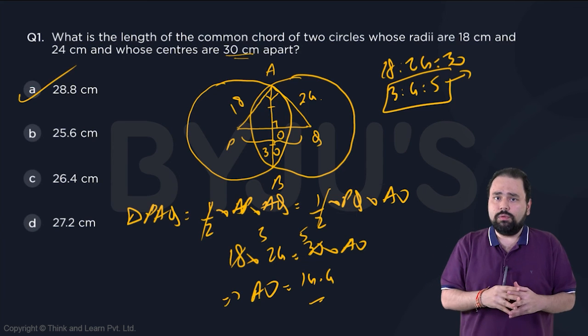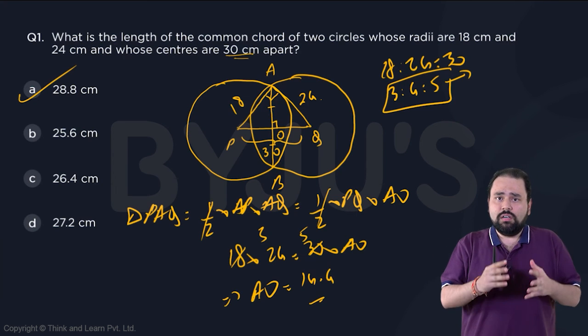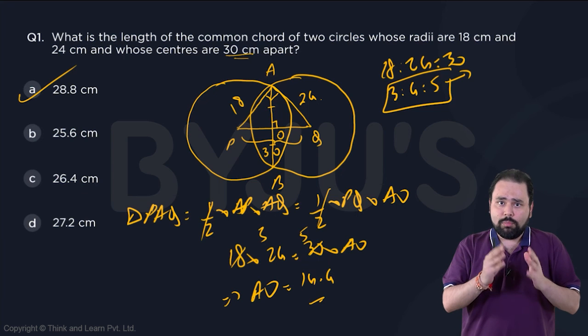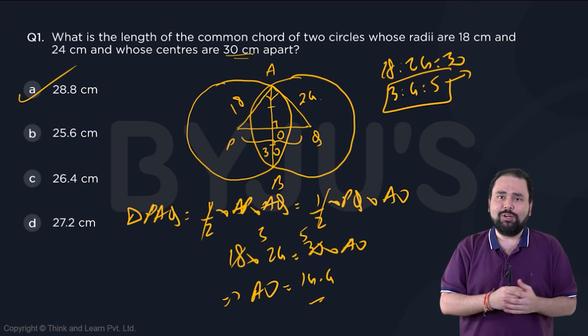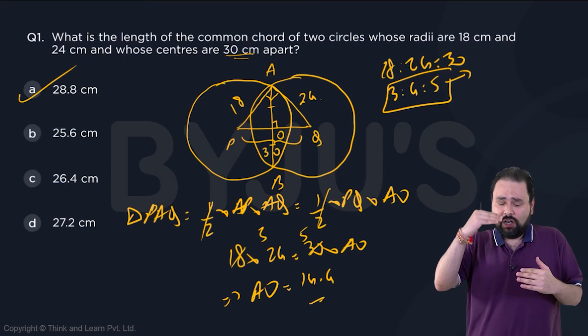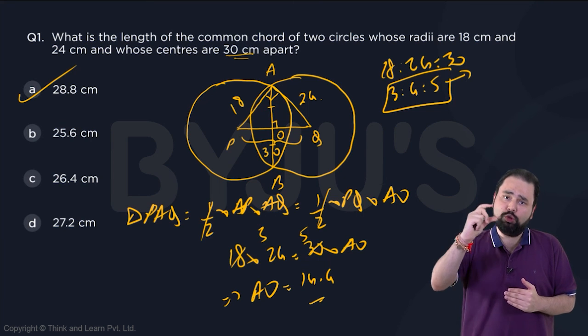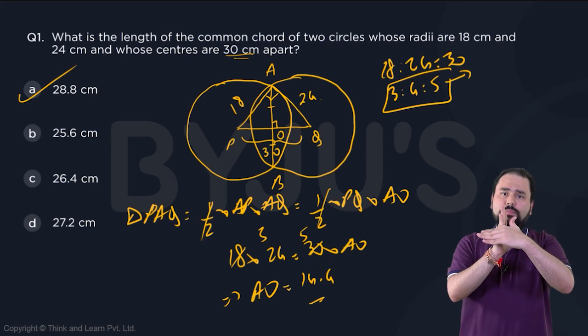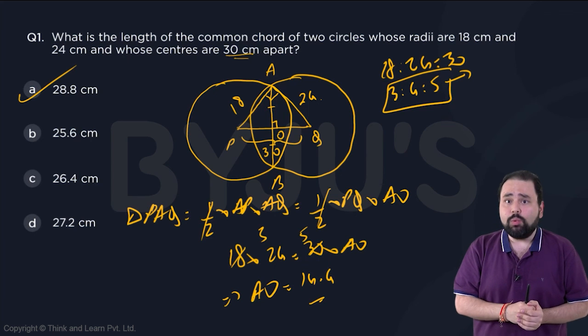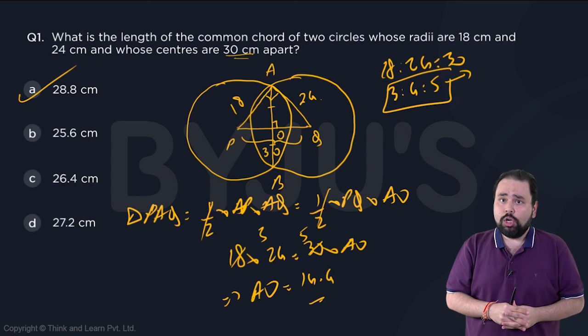The common chord, what should I say? What is that word I'm not getting? Property, yeah, that's the word. The common chord property is basically what I've used, that PQ will bifurcate AB into two equal halves, and it will happen at a perpendicular. So that's predominantly what I've done. I think simple enough, not very difficult, a simple question, and that's about it.